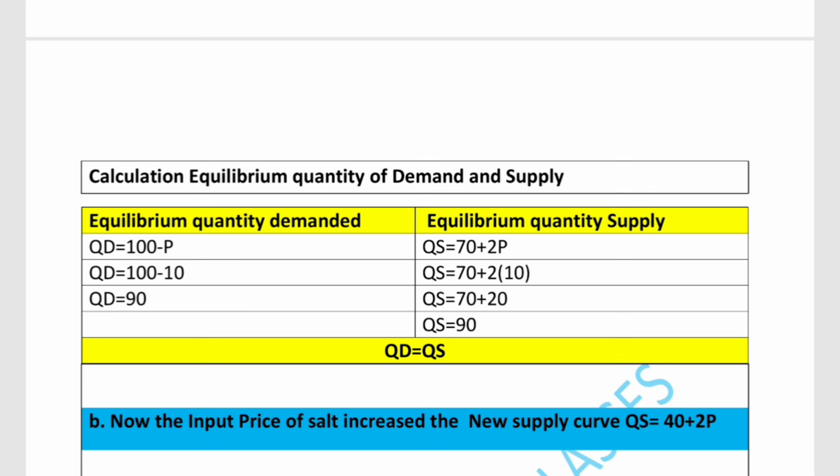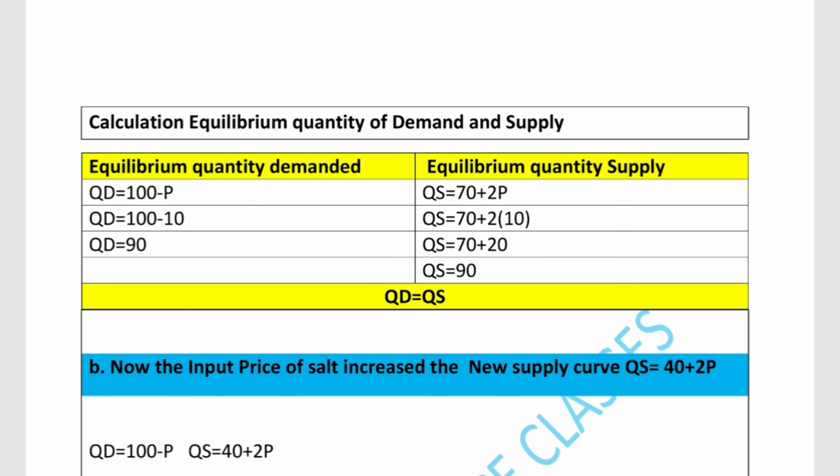Okay, now QS is equal to 70 plus 2 tens are 20. Now QS is equal to 70 plus 20. So now QS is 90. 70 plus 20, that is 90.